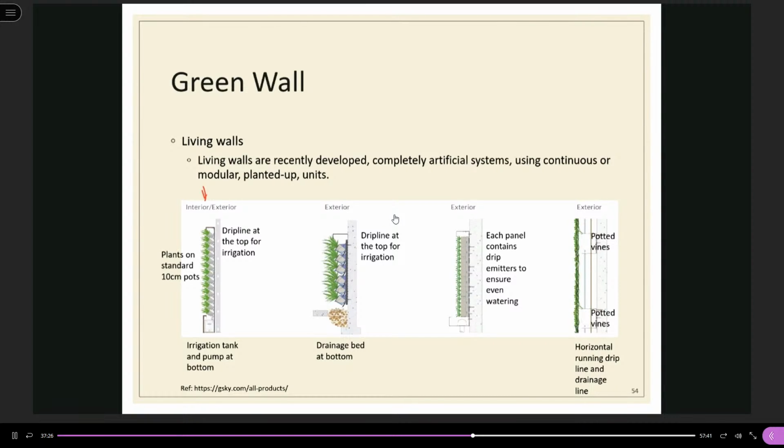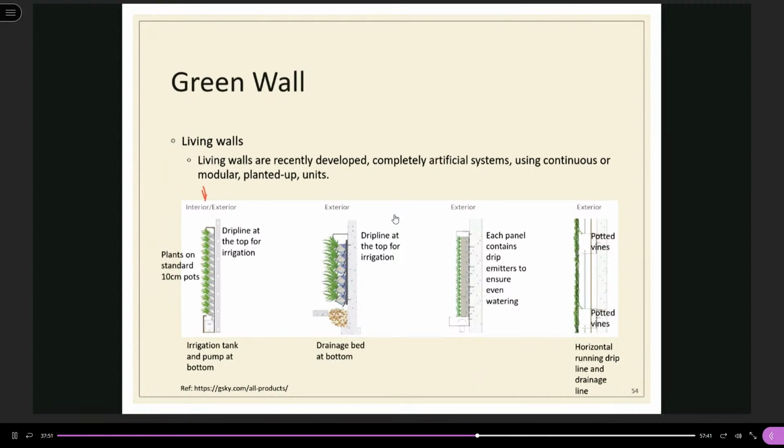And for exterior, drip line at the top for irrigation. So on the top of the green wall, there could be a water pipe, and then drip the water from the top to the bottom. And then at the bottom, they have the drainage bed, so the extra water will be drained away at the bottom.